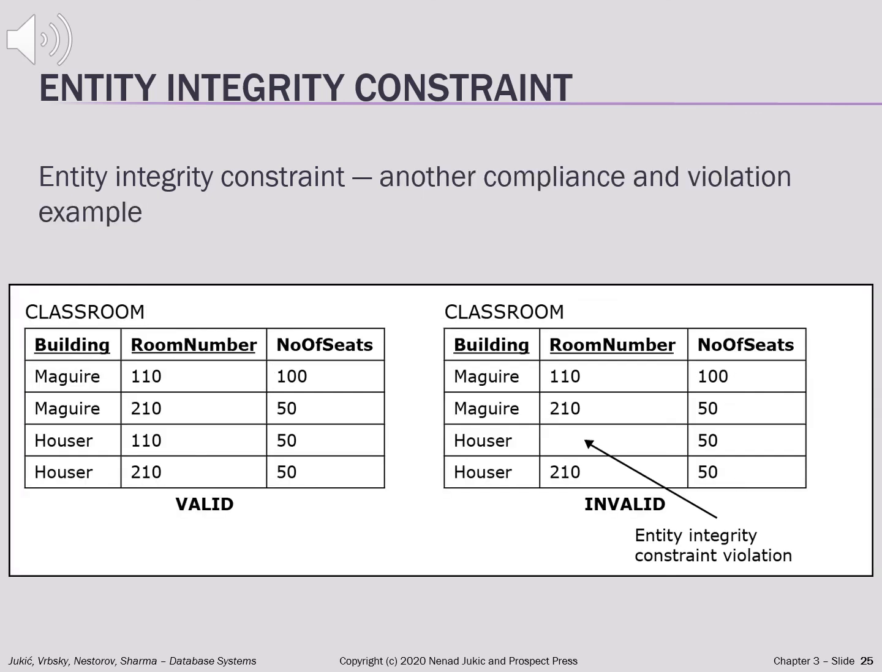Here we see another entity integrity constraint compliance and violation example. Note that entity integrity constraint is applicable on all components of the composite primary key. The table on the right would not be permitted by an RDBMS.